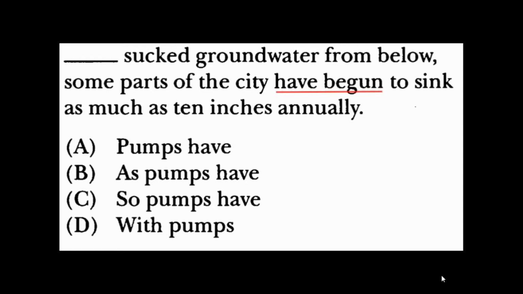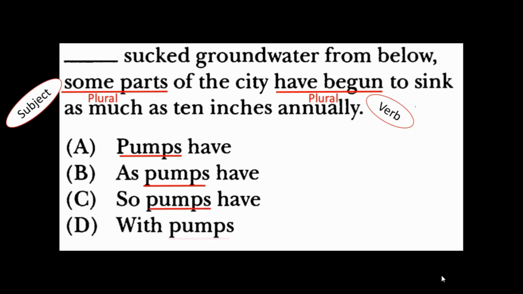Here we have begun as the verb and some parts as the subject. The subject and verb are in plural form. They match. Let's have a look at the options. They have a similar word, pumps. It seems that the word pumps will be the subject, therefore, the sentence must have two clauses that are connected by a connector. The connectors only appear in two options, B with as and C with so. Therefore, we can eliminate options A and D.